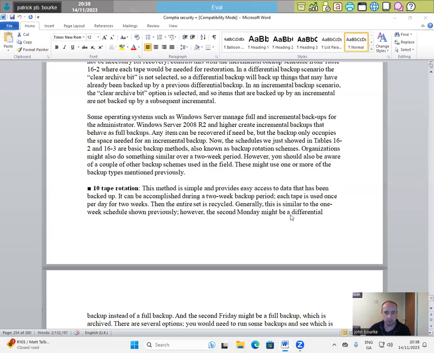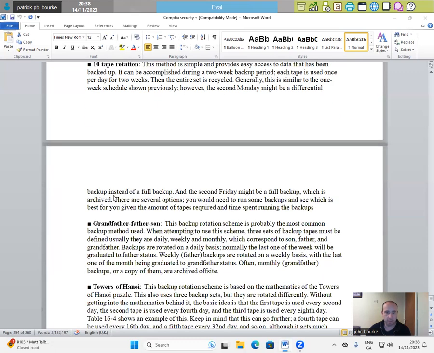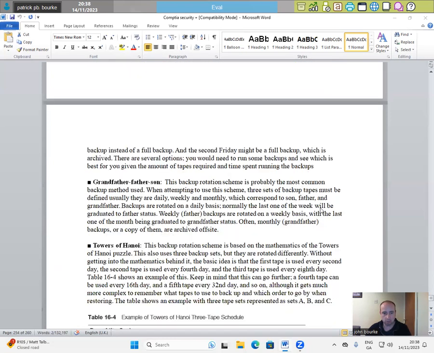However, the second Monday might be a differential backup instead of a full backup, and the second Friday might be a full backup, which is archived. There are several options. You would need to run some backups and see which is the best for you, given the amount of tapes required and time spent running the backups.